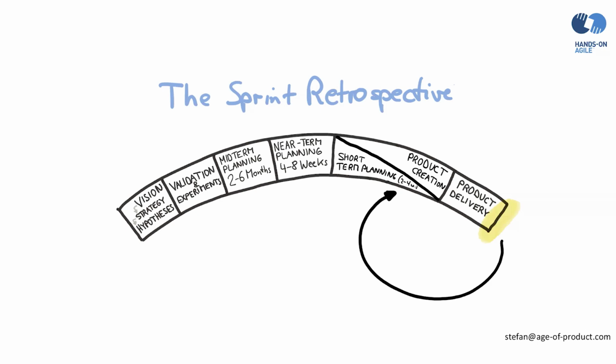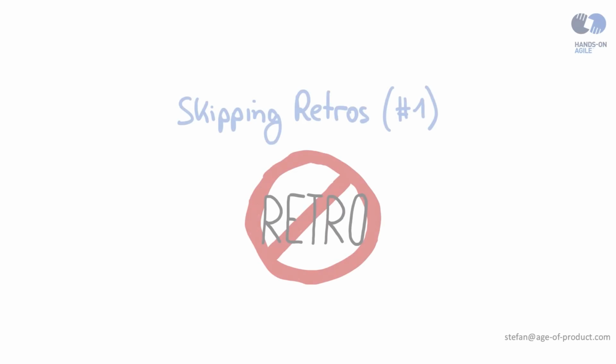So let's start with the Sprint Retrospective anti-patterns of the Scrum Master. Number 1, skipping retros. All Scrum events are essential for a team's success. You cannot just skip an event. There are 2 forms of skipping retrospectives. Number 1, you don't have retrospectives at all.